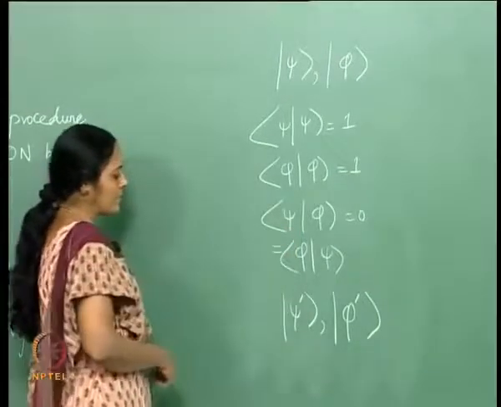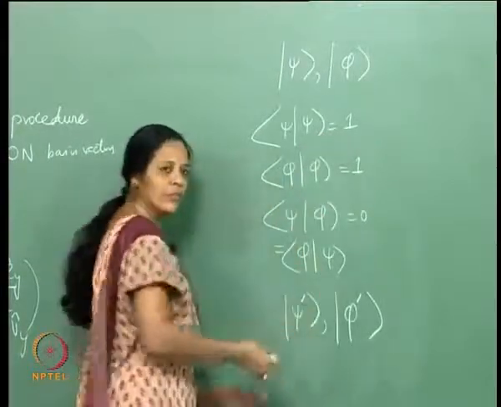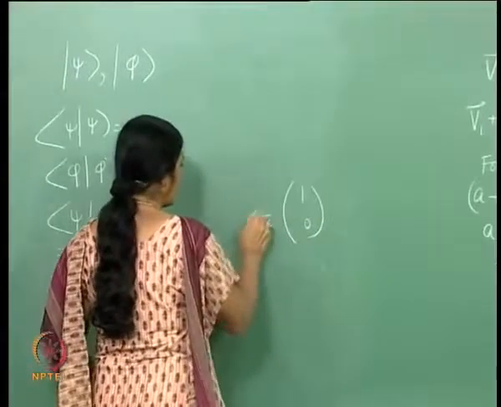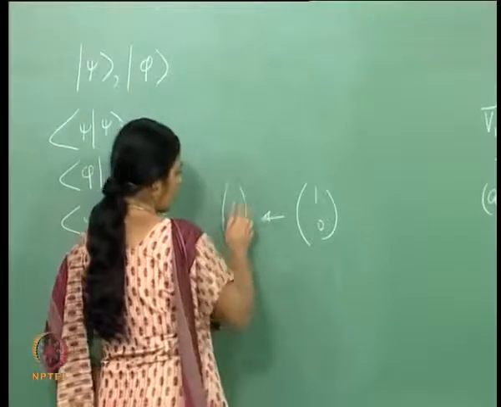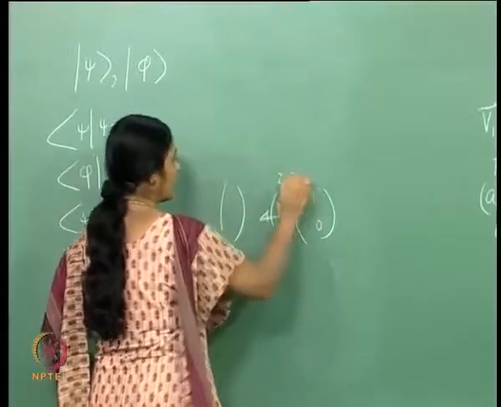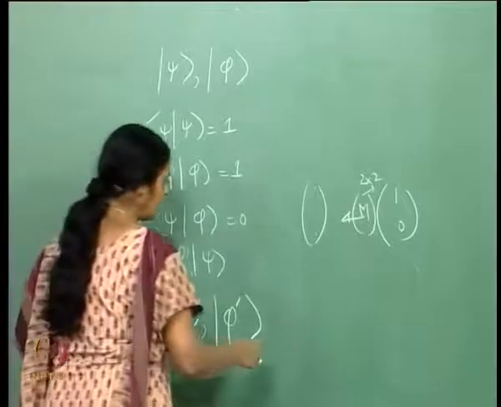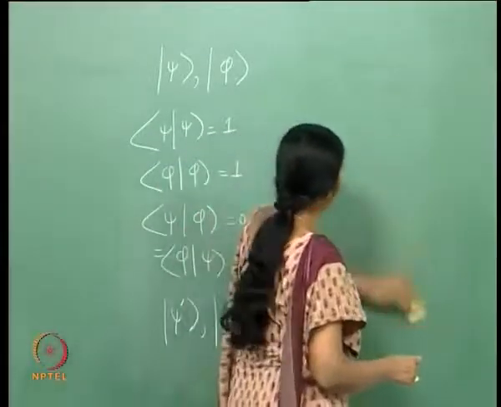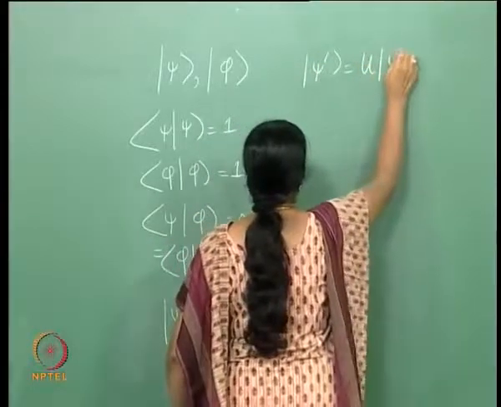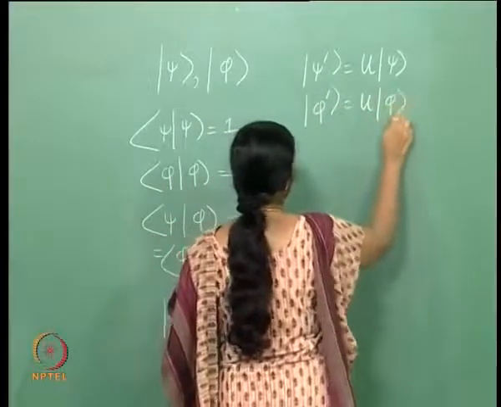In terms of column vectors, it is clear that I would have gone from psi to psi prime through a matrix, because if I had a column 1 0 and I need to go to another column, of course with the same number of entries, I would have done it with a 2 by 2 matrix. So, let me call that matrix U. So, in general I have psi prime is some U psi. Correspondingly, phi prime is U phi.